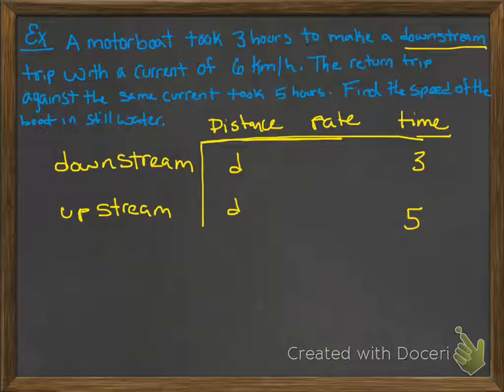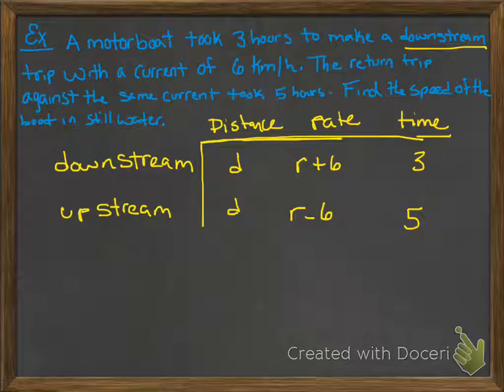Now when I'm going downstream, I'm going with the current, so my rate plus my 6 miles per hour is going to get me how fast I'm going downstream. But then when I return, I'm going against the current, so I'm going to have to subtract 6 miles per hour because the current holds the boat back.